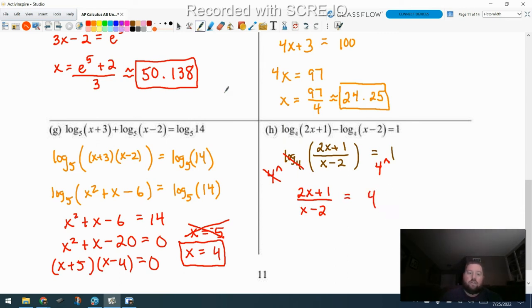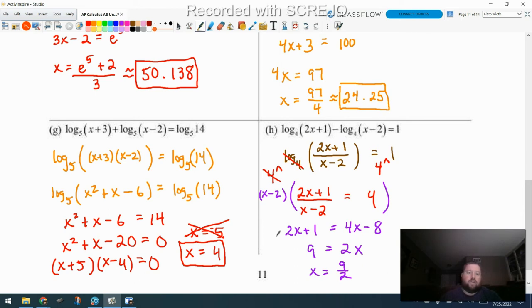All right, so now to solve this, we need to start by canceling out our denominator. So we're going to multiply by x minus 2. So those are going to cancel right there, giving me 2x plus 1. And then I'm going to go ahead and distribute over here, so I get 4x minus 8. And I'm going to subtract 2x over here and add 8. So 9 is equal to 2x. So x is equal to 9 halves.